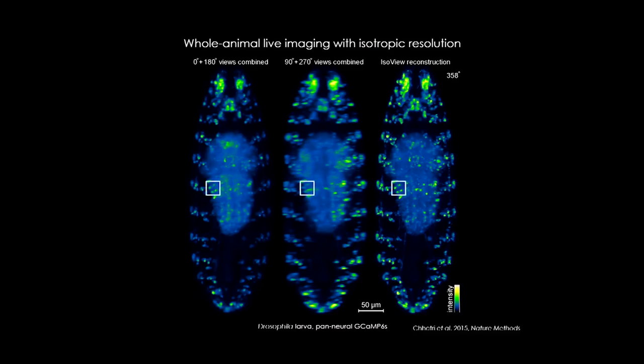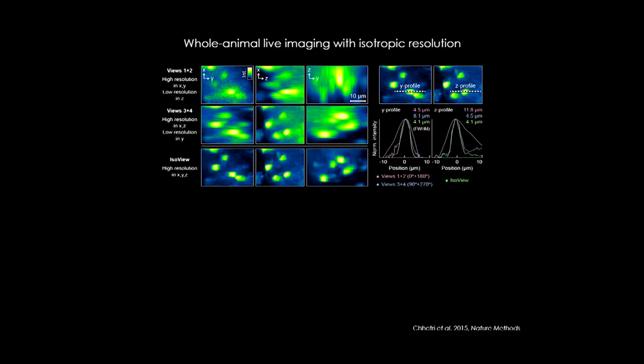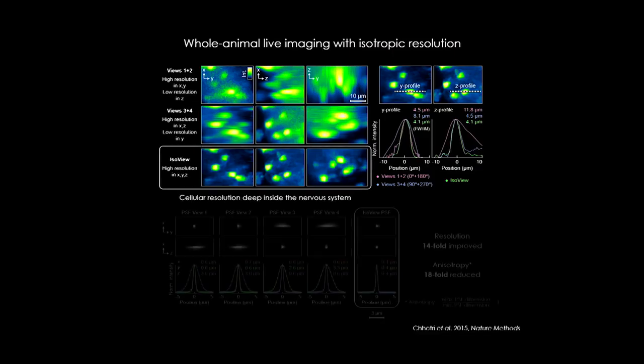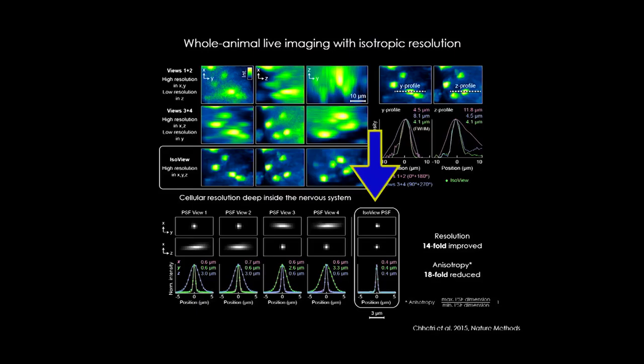And so let me just zoom in onto this cluster of neurons so you can actually see the impact on spatial resolution. In our contributing views, we have one dimension along which it's very hard to distinguish these individual neurons. They're just blurring into each other. In the other set of views, it's a different dimension, but the same problem. But then combining all this information into the reconstruction, we now have high resolution from any view, along the X, Y, and Z axes. And so we basically restored cellular resolution even in these deeper regions of the nervous system. Overall, we find we have about 400 nanometer spatial resolution.